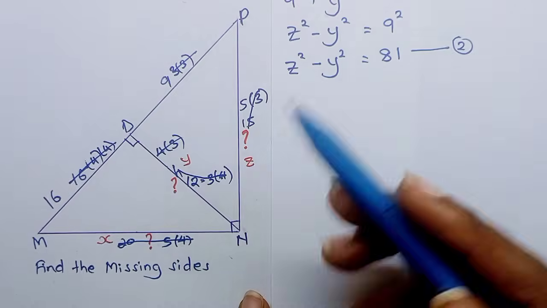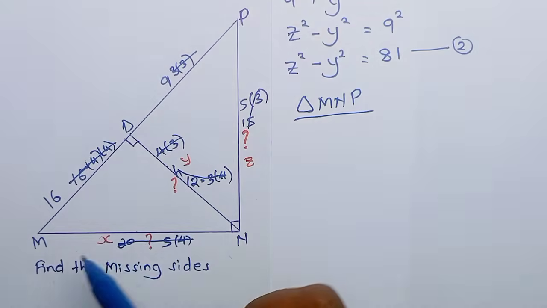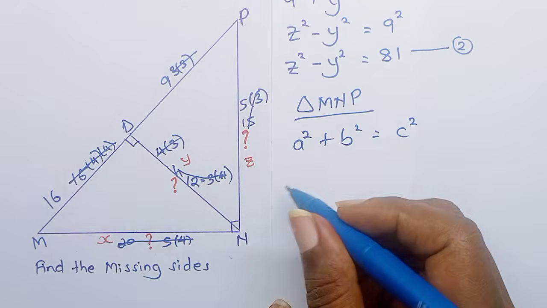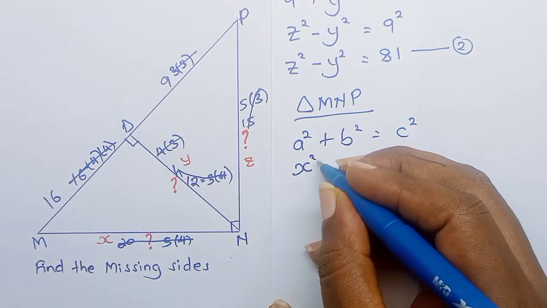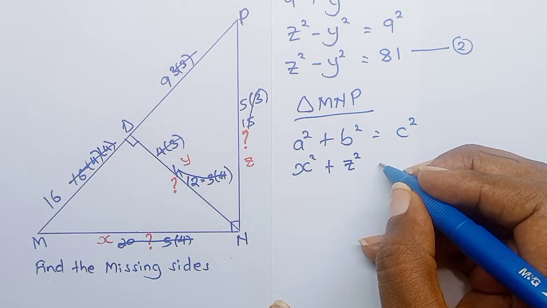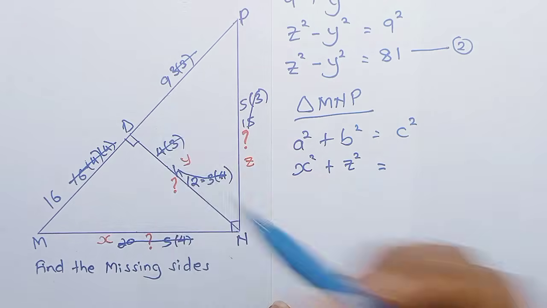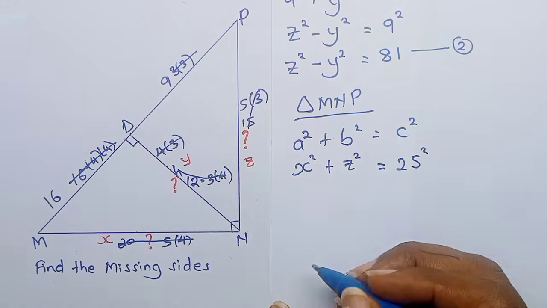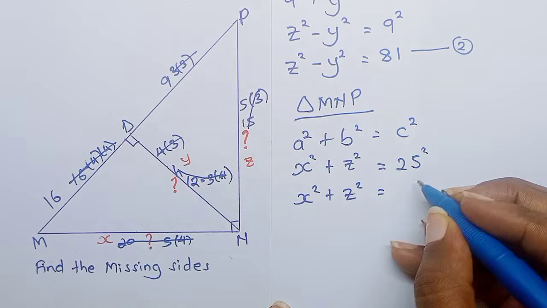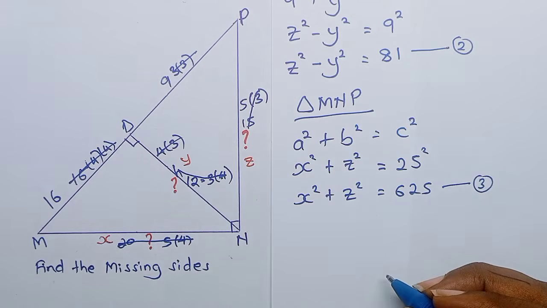Next, focusing on the outer triangle MNP. So it's also a right triangle. So a squared plus b squared is equal to c squared. Our a is x. So x squared plus our b, z squared, is equal to our c, which is 16 plus 9, which is 25. So 25 squared. So we have x squared plus z squared is equal to 25 squared, which is 625. Let this be equation 3.